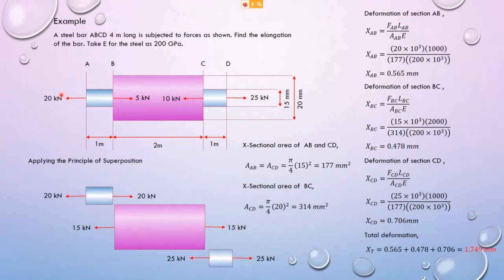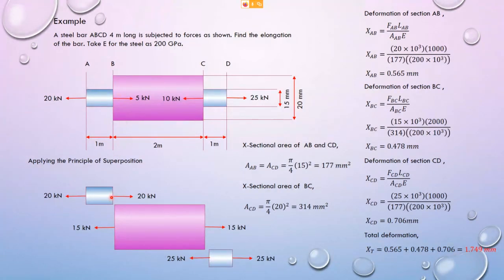So we just pick up this 20 here, straight away. For the equilibrium of this section, if this is 20, then this must be 20 here. That's the first part. Everyone okay? Then the second part, at section B, is only 5 kilonewton acting towards the right.